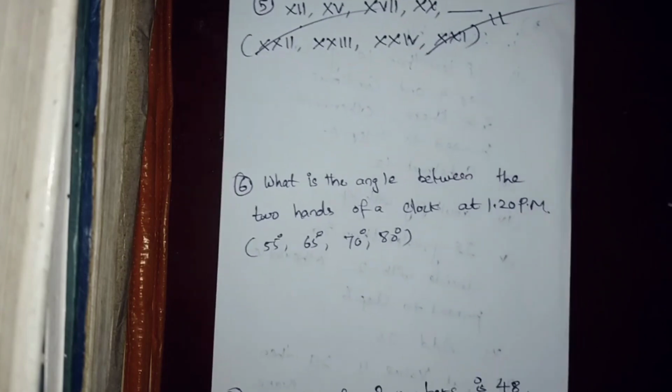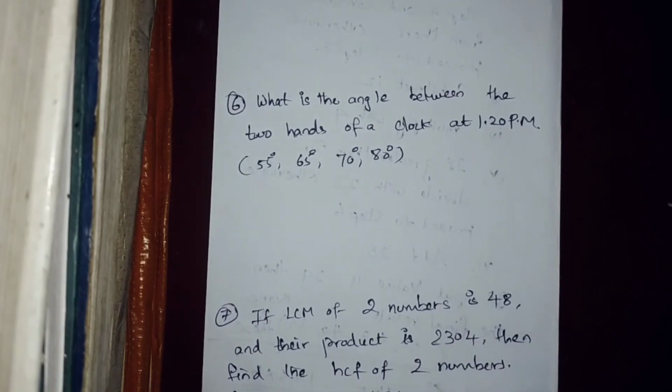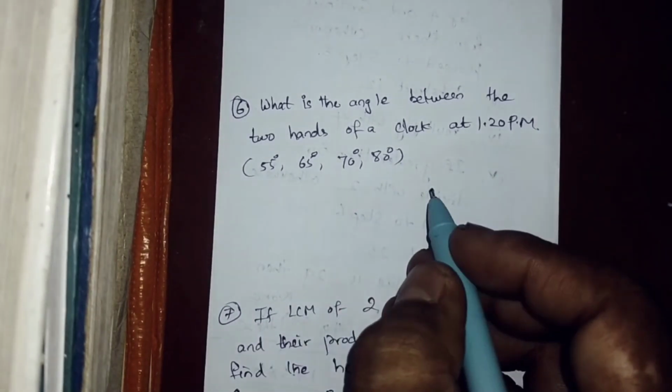Let us see question number 6. What is the angle between two hands of a clock when the time is 1:20 p.m.?